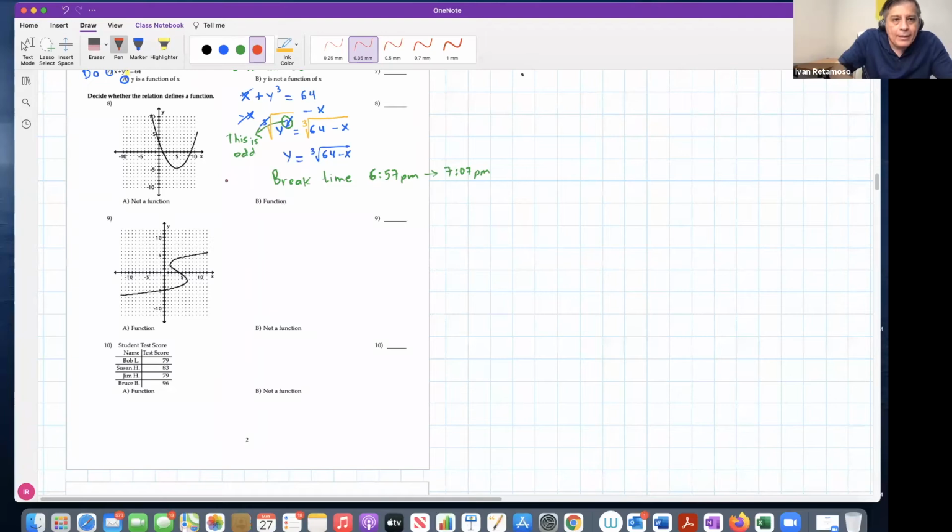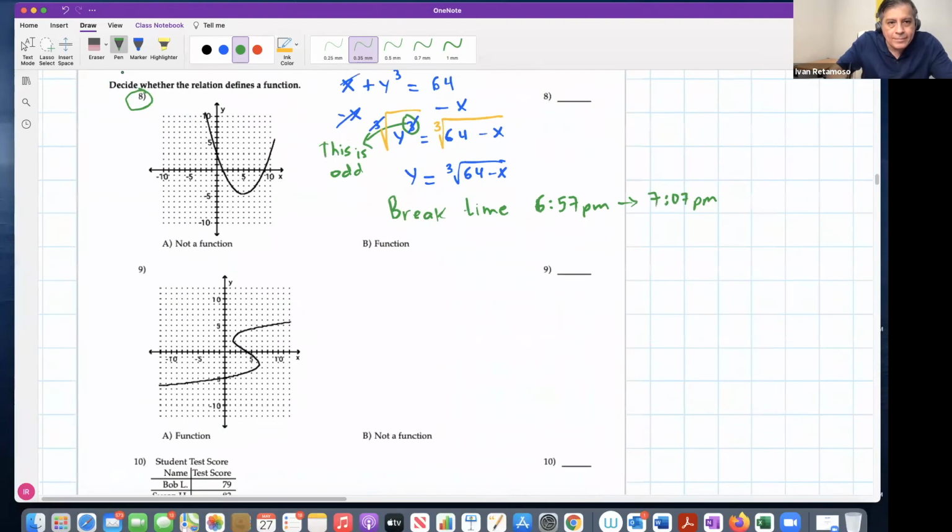Figure out if this is the graph of a function or not. All right, first number 8. Write in the chat your answer, based on the vertical line test. Eugene, very good. Julie, very good. Excellent.